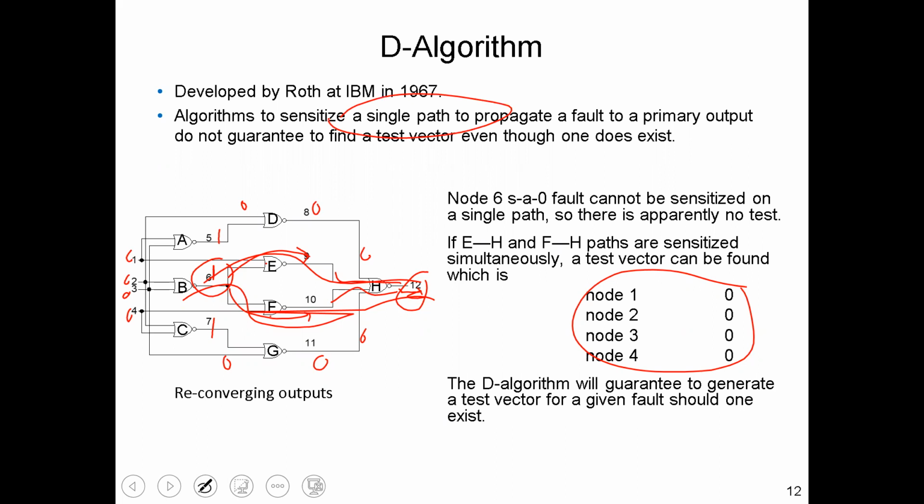But there is a third method called the D-algorithm, which guarantees to generate a test vector for a given fault if such a solution exists. If a solution exists, it guarantees to find the input test vector. This algorithm is called the D-algorithm. It was developed by Roth at IBM in 1967. And let's see how the D-algorithm works.